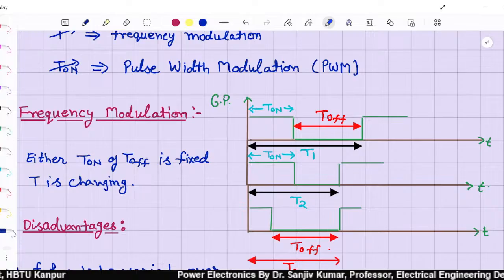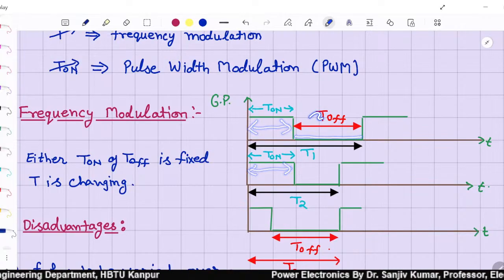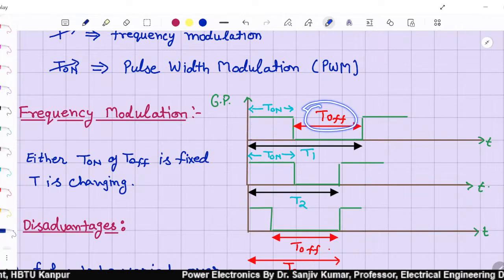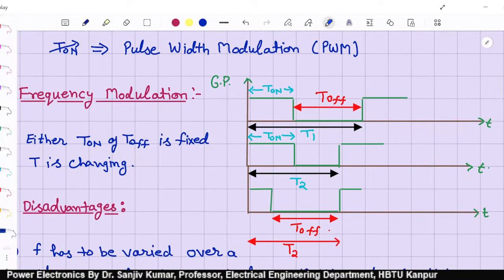For example, if you look here, we kept this T on period constant and we changed the T off. Here it is 3 squares, whereas here it is 2. So overall, the total time period T2 is less than T1. It means we have increased the frequency, right? Frequency is inversely proportional to time period.